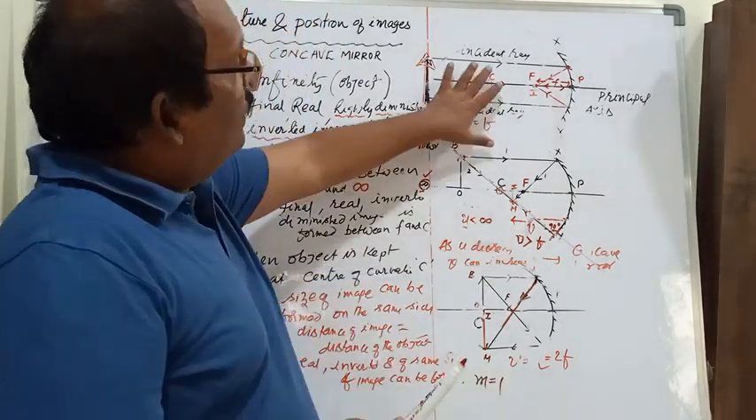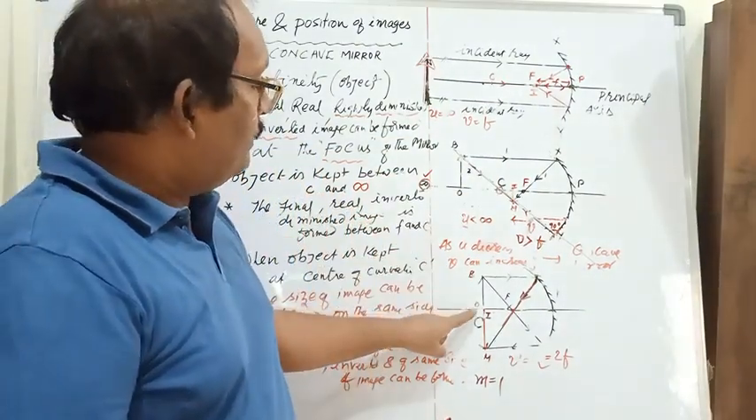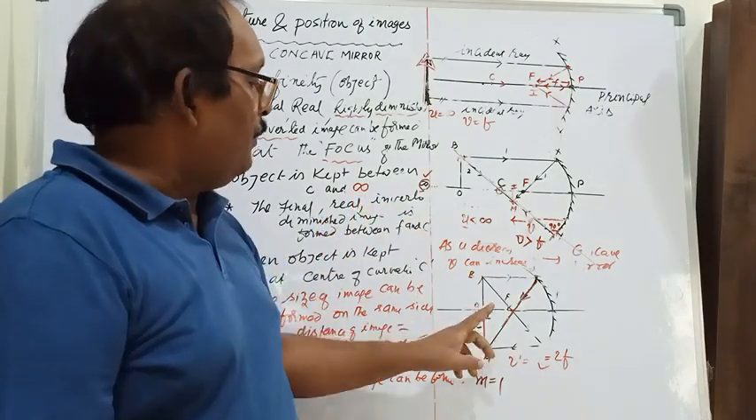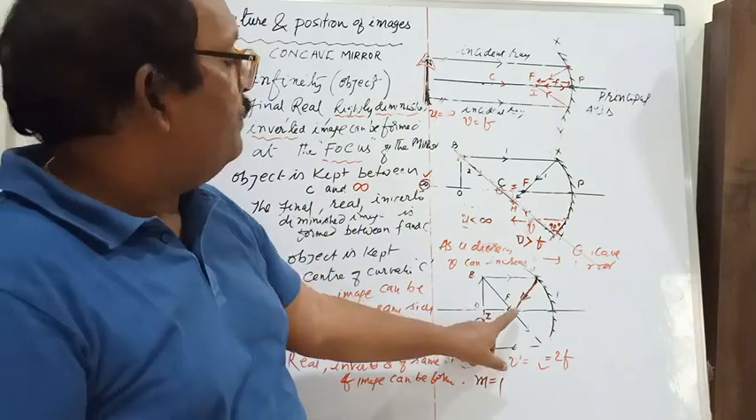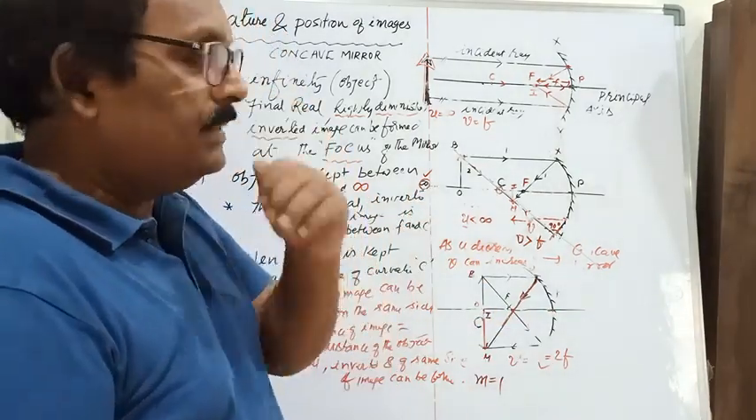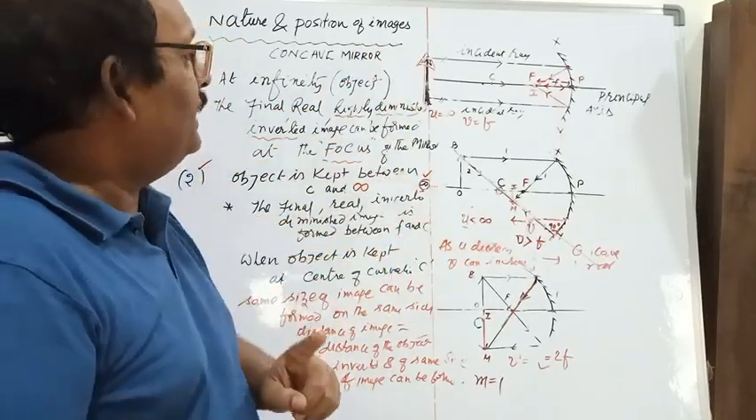So these three cases are very important. Another three cases are there. Object is kept between center of curvature and focus, that is the fourth case. Object is kept at principal focus, that is the fifth case. When the object is kept between principal focus and the pole of the mirror, that is the sixth case. So now let us discuss those three cases also. The first three cases everyone has to practice.